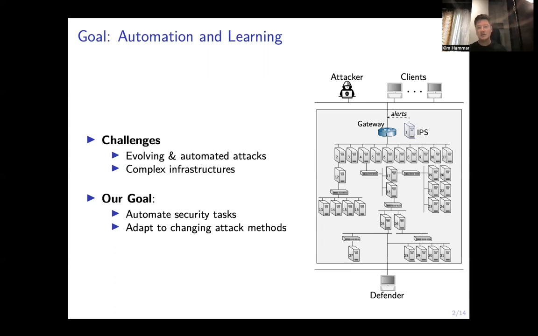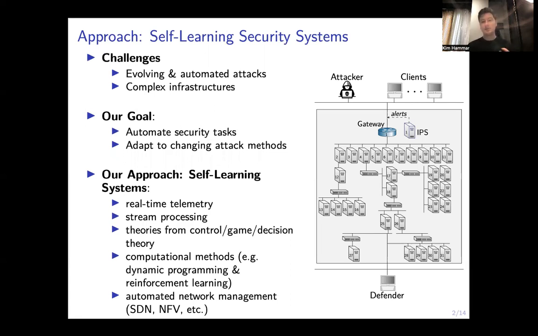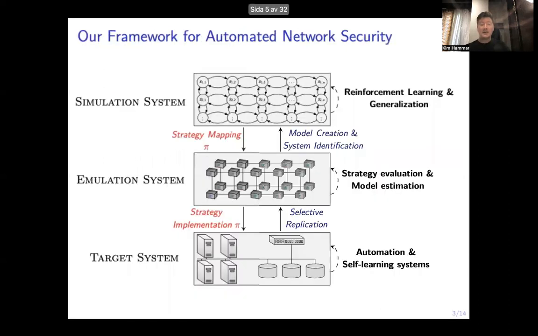To achieve this goal, we investigate self-learning security systems. So these are systems that collect data from their computing environment in real time and use that data to make predictions and forecasts about the future, and then take actions based on those predictions to meet different security objectives. And to build such self-learning security systems, we have developed a general framework, and that is the topic of this paper.